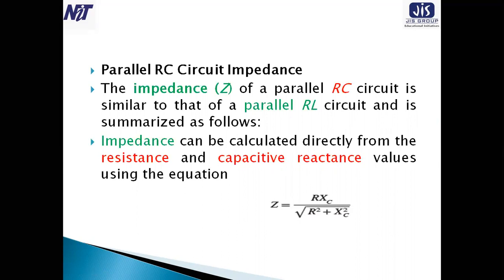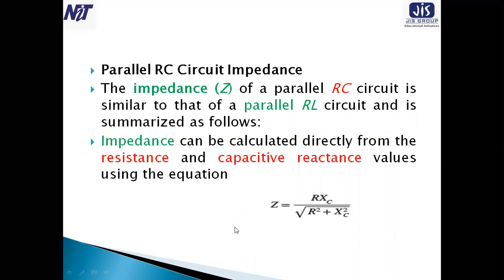Impedance is always represented with Z. Z of a parallel RC circuit is similar to that of a parallel RL circuit and is summarized as follows. The impedance can be calculated directly from the resistance and capacitive reactance values using the equation Z equals R Xc divided by root over R square plus Xc square. Why? How can we find this?